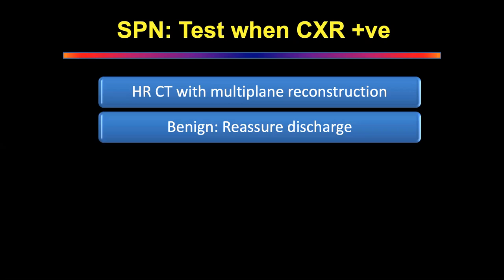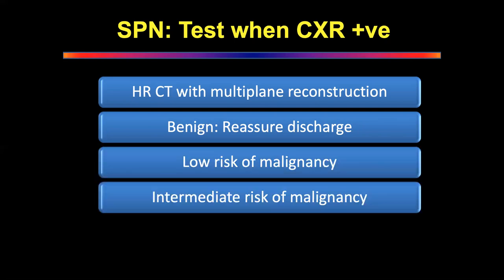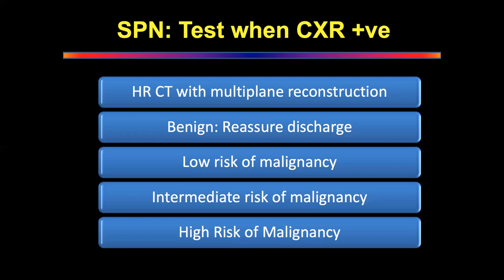Okay. So HRCT is what you do in an SPN, in a health checkup. In an executive health checkup, would you actually put him through CECT? No. You just do an HRCT with multiplane reconstruction and then have a look. And this is actually from the guideline. So now if it's benign, you reassure and discharge. Happy with that? And then you use the three models of risk prediction. And then you decide whether it's low, intermediate, or high risk of malignancy.